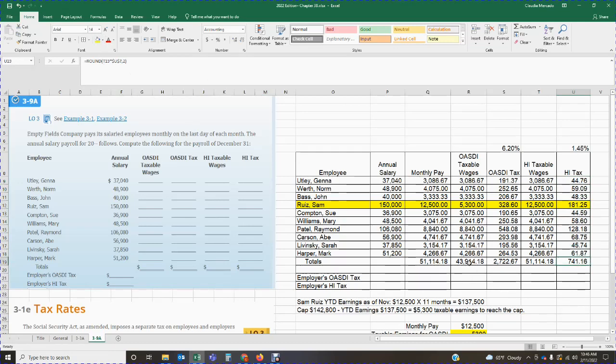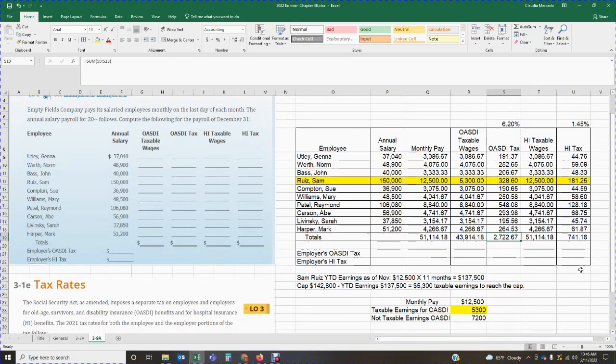Okay. So your totals are your OASDI taxable wages, 43,914.18. Your OASDI tax, 2,722.67. Your HI taxable wages, 51,114.18. And your HI tax, 741.16. Okay. So now these are your taxes for the employees. Okay. For each employee.